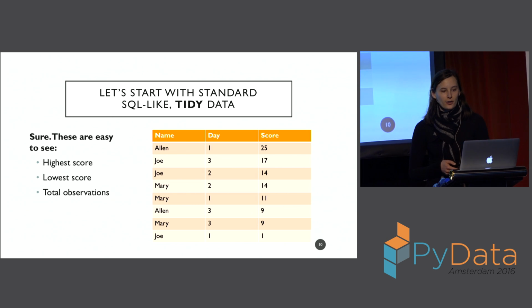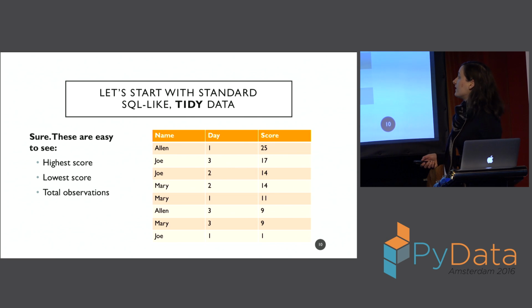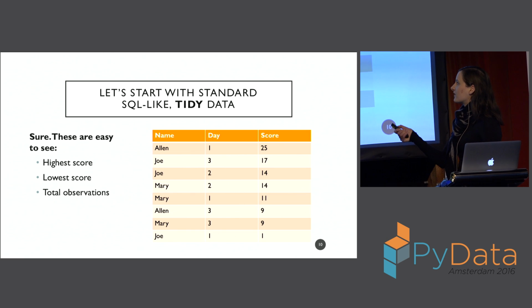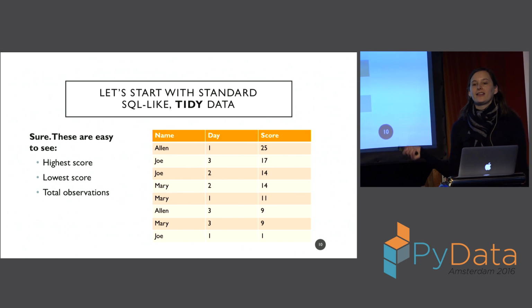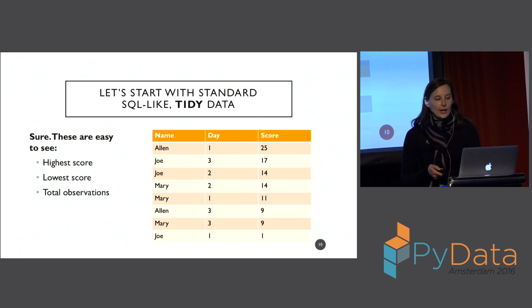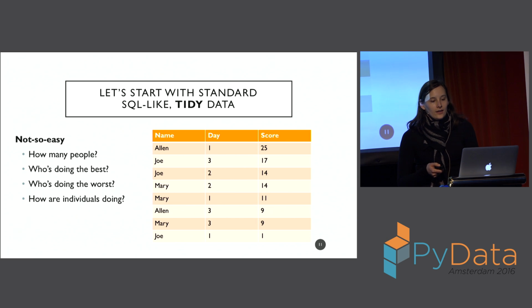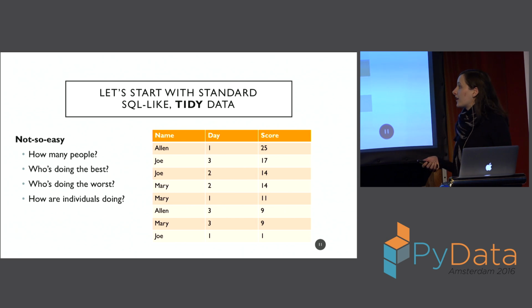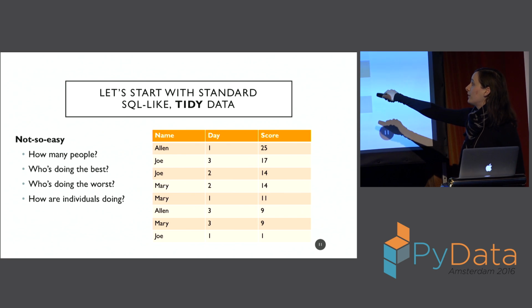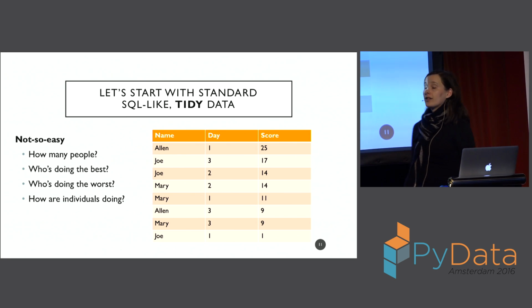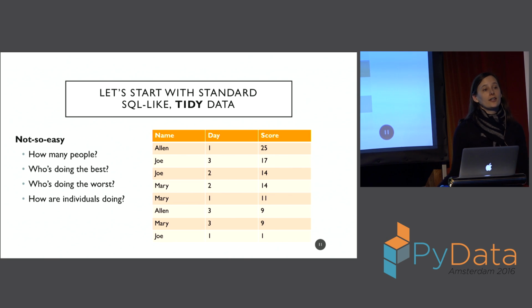Let's switch it up. So these things are easy to see. The high score, the low score, the total observations. That one is easy to see, right? That's never going to be that easy. Not so easy, though, are things like how many people, who's doing the best once you realize there's repeats, right? Who's doing the worst, and how is a particular individual doing, right?